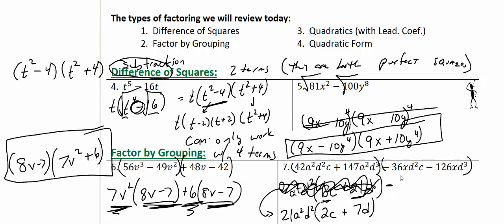36 and 126. It looks like I can pull an 18 out. I can pull a d squared out, and no c's. Fantastic. What's left? Well, what's left is 2, no x, no d's. There's a c there. Since I pulled a negative out, this makes it a positive. 18 times 7 is 126. And then the x and the d squared, I need a d right there. Now I'm going to write this next to it because you can see it very clearly.